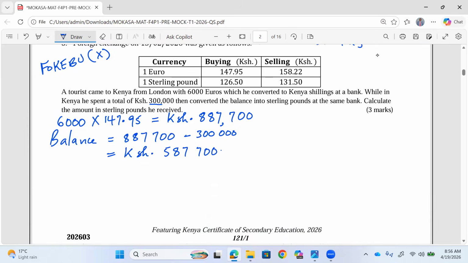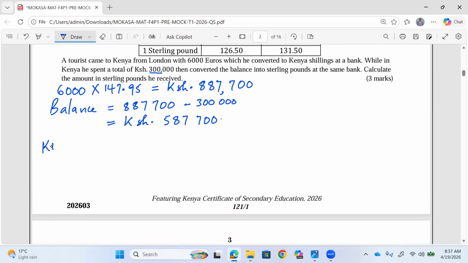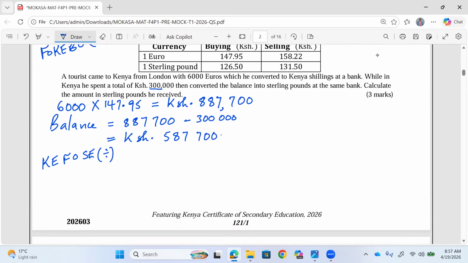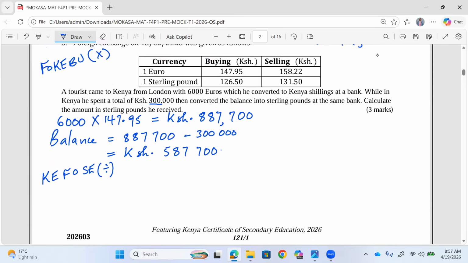Now, when this guy arrives in the bank, he is now looking for sterling pounds. So the bank shall sell to him, and the bank is having a selling price. So we'll talk about now from Kenyan currency to foreign currency. We use the selling column, and it's through division. So if you are having 587,700 and you need the bank to sell to you sterling pounds, and it's selling a sterling pound at 131.50, then how many sterling pounds will you be able to acquire?